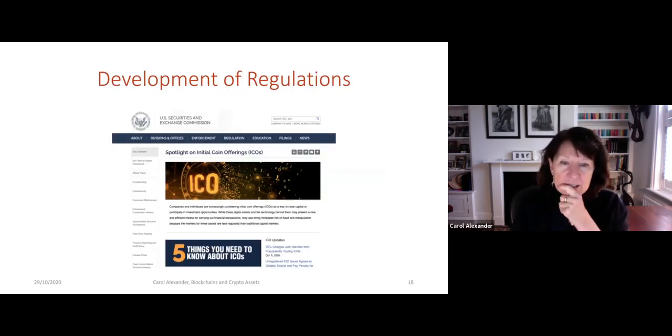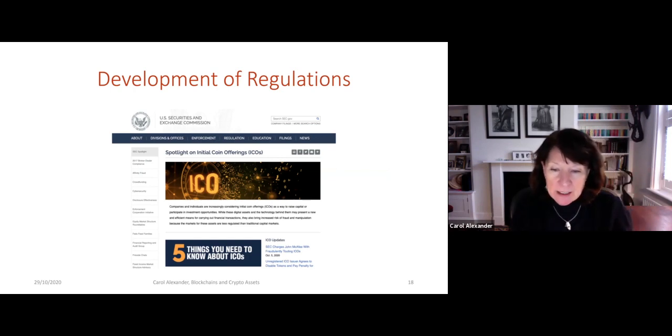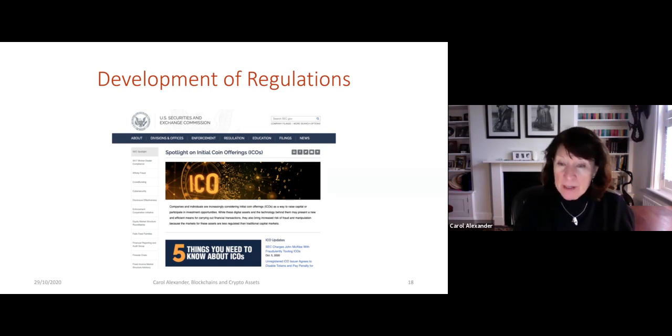So these regulations, this is something from the US Securities and Exchange Commission, the SEC, where there's a nice article about the spotlight on 5 things you need to know if you're going to make an ICO in the US to get through SEC compliance. If it's definitely a utility token, then it would be more the CFTC, not the SEC, that you would need to satisfy.